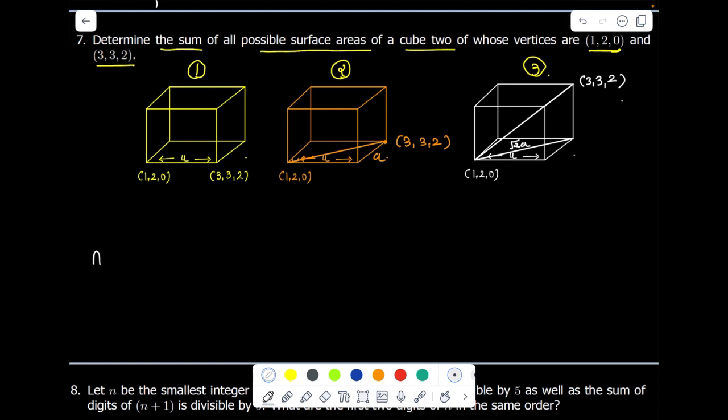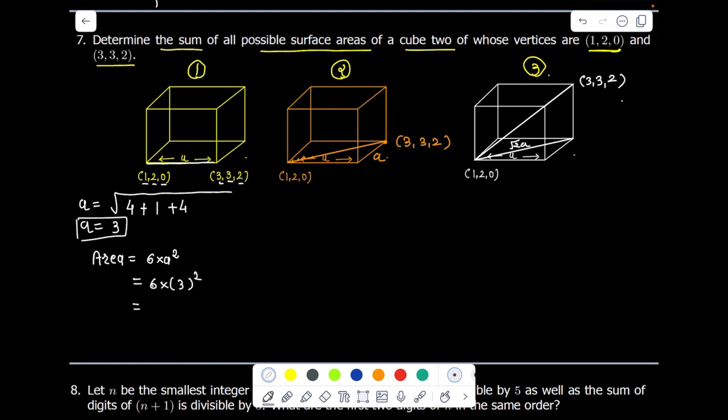So what is the area of a cube? The area of a cube is nothing but 6 times a square, where a is the side length. So we need to find the side length a here. How to find the side length? It is nothing but root of (3 minus 1) whole square, which is 2 square, 4, plus (3 minus 2), which is 1, 1 square is 1, plus (2 minus 0), which is 2 square, 4. So ultimately you will get a as 3. So area is 6 into 3 square, which is 9 into 6, 54, the area of the first case.